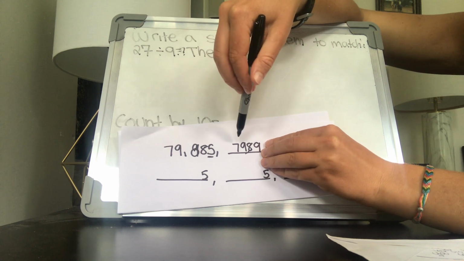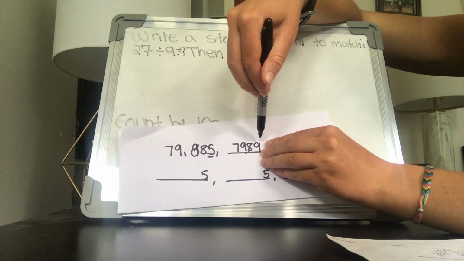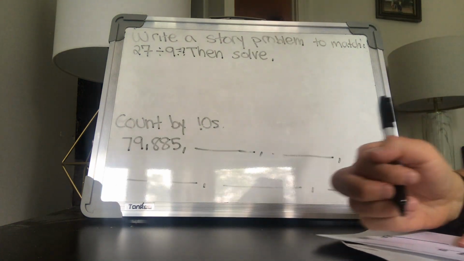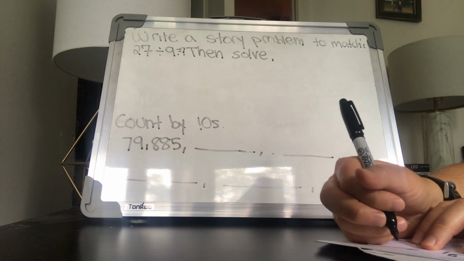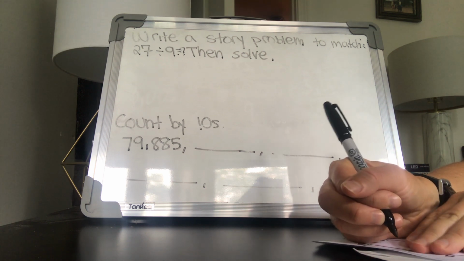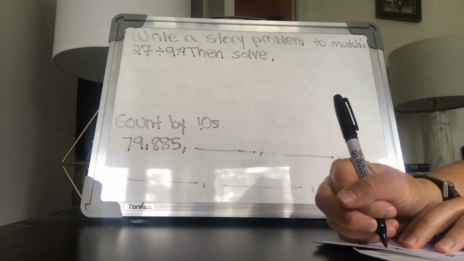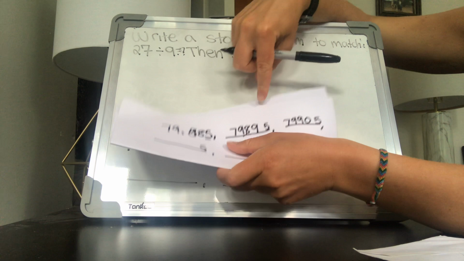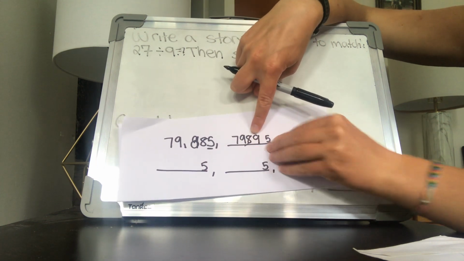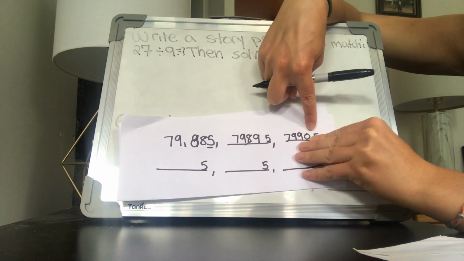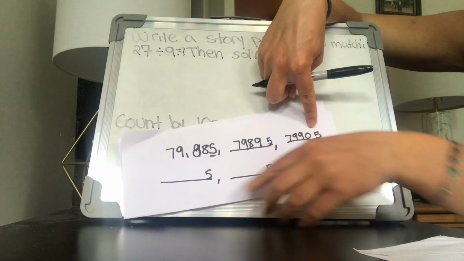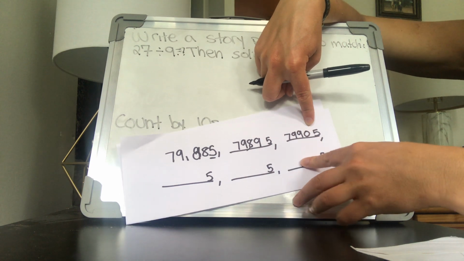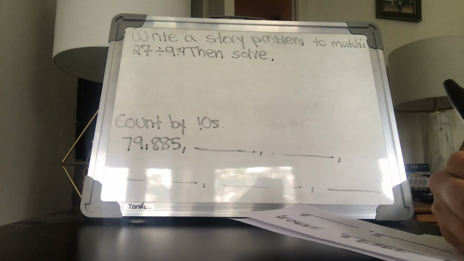Now what's going to come next? 7,989. What comes after 89? 90. So it's 7,990. That makes sense because I have the 7 here. 7,989, 7,990. That's how many tens I have here. Then it's going to be 7,991, 7,992, 7,993. So I'm going to fill that in.